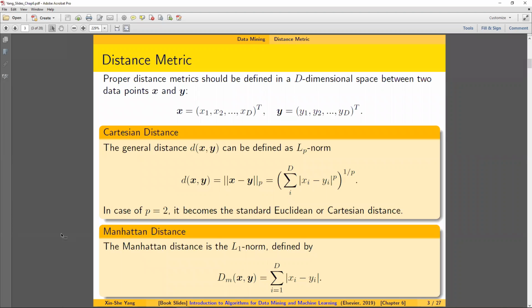Before we discuss clustering and classification, we want to introduce distance metrics. Let's take a look at these 2 vectors. The first vector is x, the second vector is y, and the distance between those 2 vectors, d(x,y), is defined as the Lp norm distance, which essentially is the sum of the absolute values of xi minus yi, each powered by p, all raised to the power of 1 over p. In the case of p equal to 2, it is the standard Euclidean or Cartesian distance.